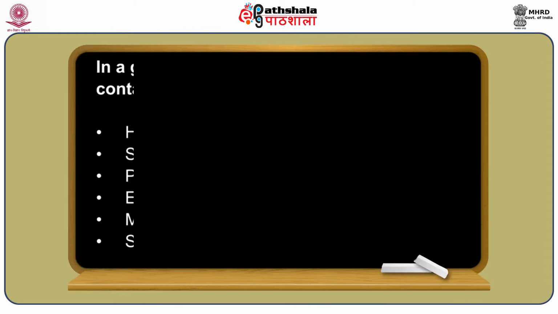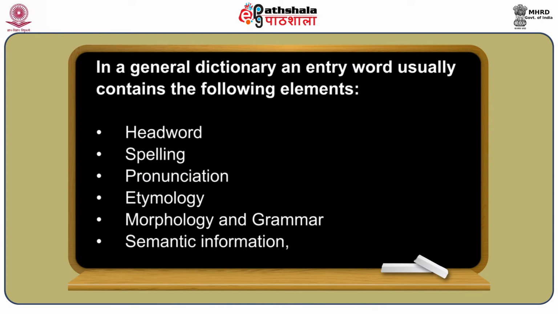An entry in a pronunciation dictionary, on the other hand, says nothing about sense discrimination or illustrative examples, but only provides information on the pronunciation that may be controlled by meaning and parts of speech. In a general dictionary, an entry word usually contains the following elements: headword, spelling and pronunciation, etymology, morphology and grammar, meaning, and illustrative examples, which are discussed in the following sections.